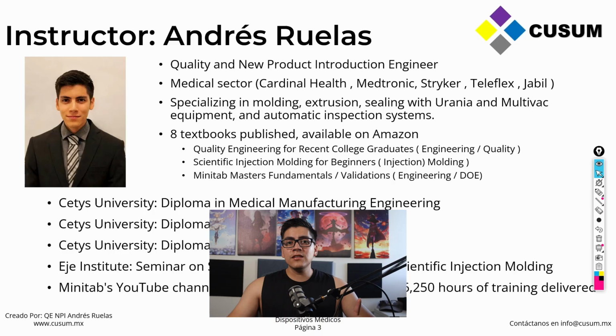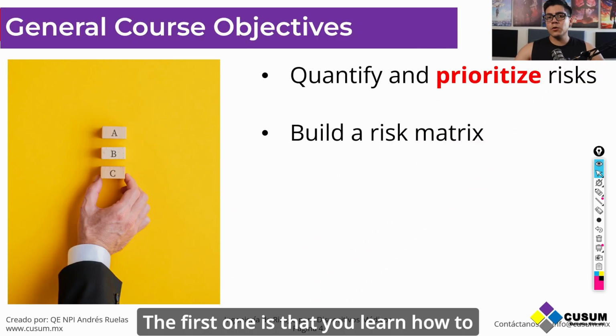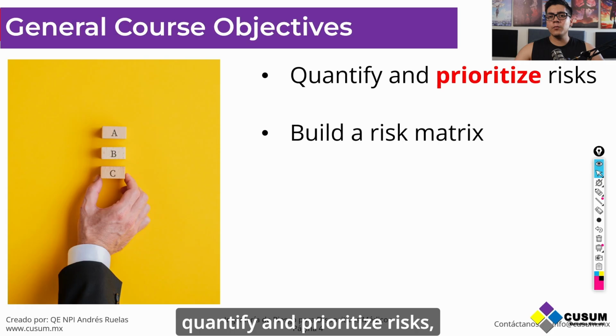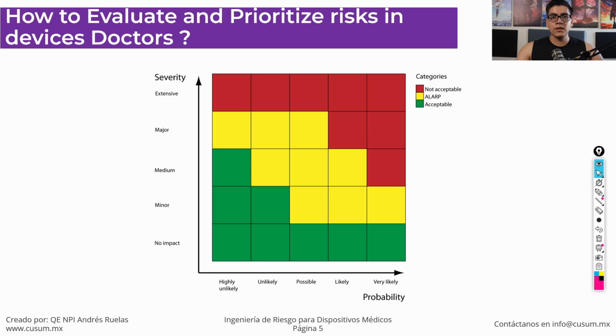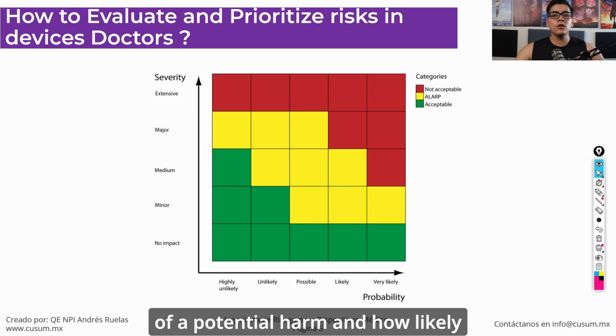Now, for class number 3, we only have two key objectives. The first one is that you learn how to quantify and prioritize risks, and the second one is that you learn how to build a risk matrix. Now, a risk matrix is something like this, where you evaluate based on the severity of a potential harm and how likely that harm is to actually occur.